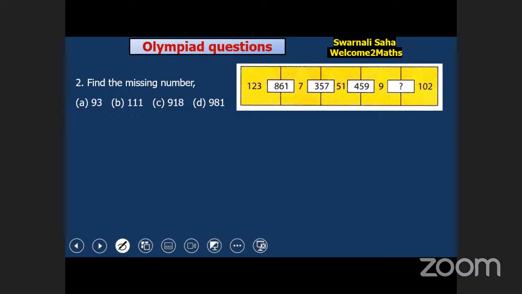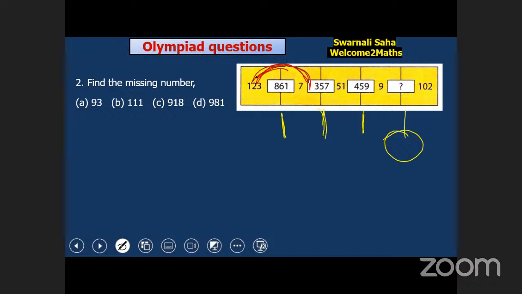Whenever you get this type of question, just like here you see 123, 7, and there is a middle number, and we have to find out the middle numbers. Whenever you have this type of question, there will always be a relation between the two side numbers. There would be addition, subtraction, multiplication, division, some relation. To get the middle number, we have to do something with these two numbers.